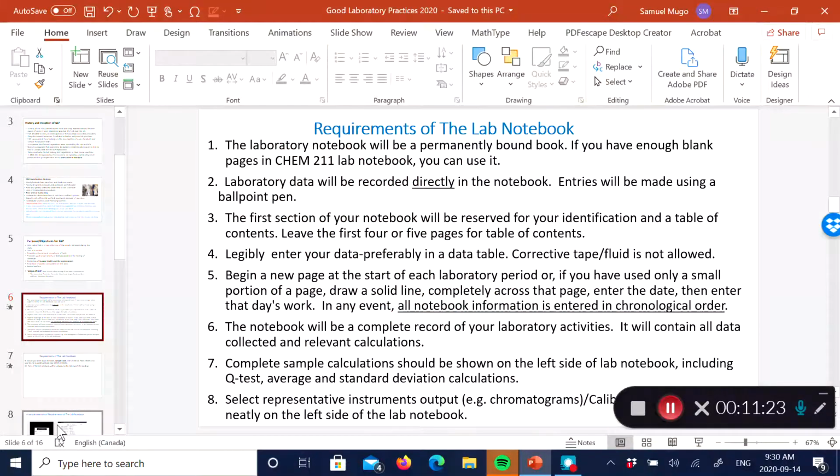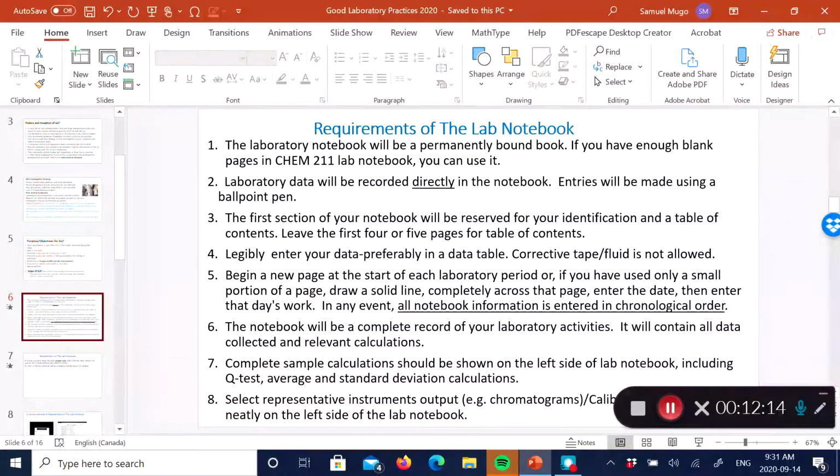So the requirement of the lab notebook is very, very important in this course, and very, very important in the industry. The lab notebook in this course will be a permanently bound lab notebook, the physics lab notebook. Now, the laboratory data that you generate must be recorded directly in the lab notebook. So this means you don't first record on a piece of paper and then transfer it into the lab notebook, because mistakes could happen when you're doing that transferring. Instead, the data should be directly recorded in your lab notebook. So no loose leaf pads and so forth. The data must be directly recorded in the lab notebook.